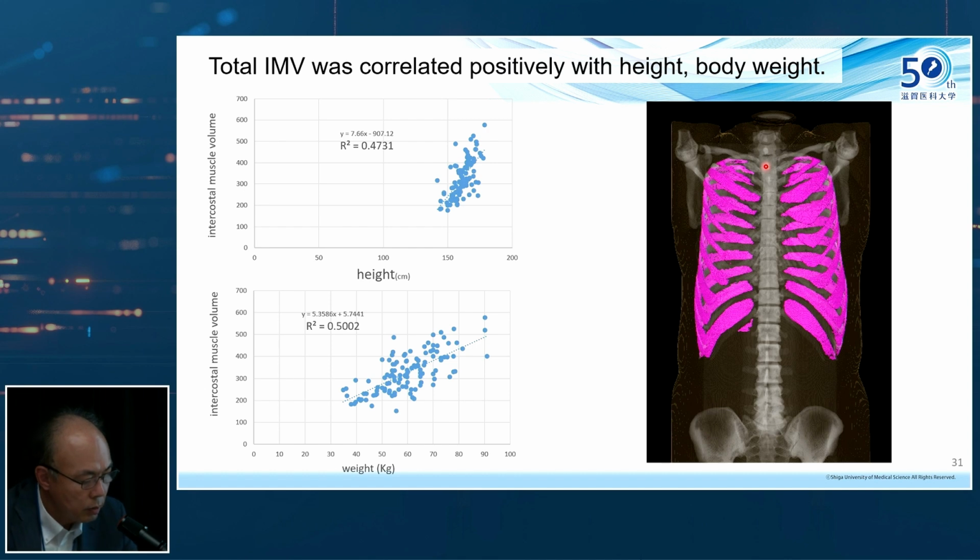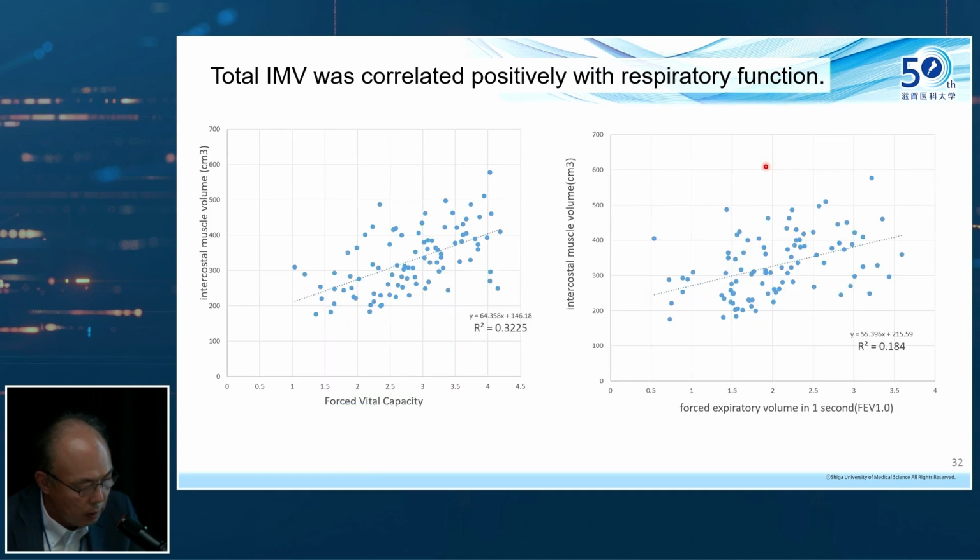Yes, this total intermuscular muscle volume was correlated positively with height and body weight. It is very reasonable that as the body and the weight increase, the muscle also increases. And also, this total intermuscular volume was correlated positively with respiratory functions, for the forced vital capacity and the forced expiratory volume in 1 second. This correlates the muscle volume with the respiratory functions.